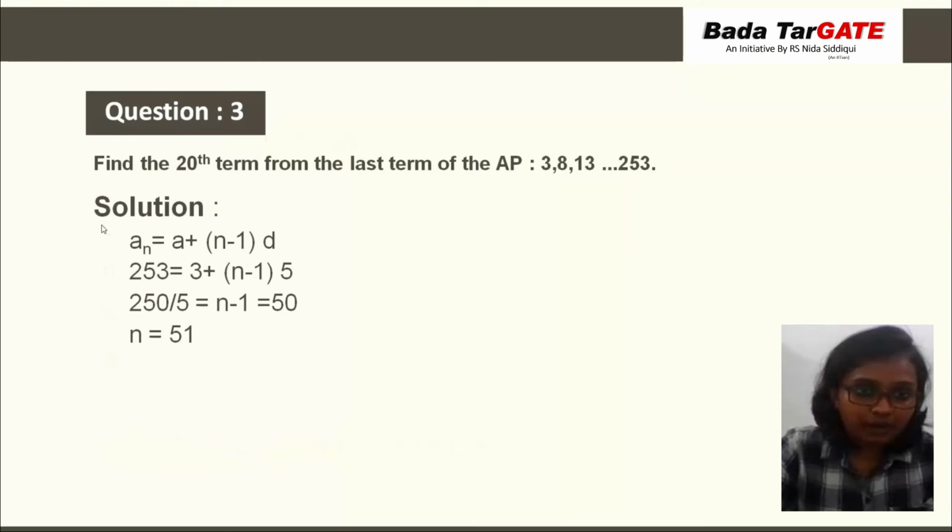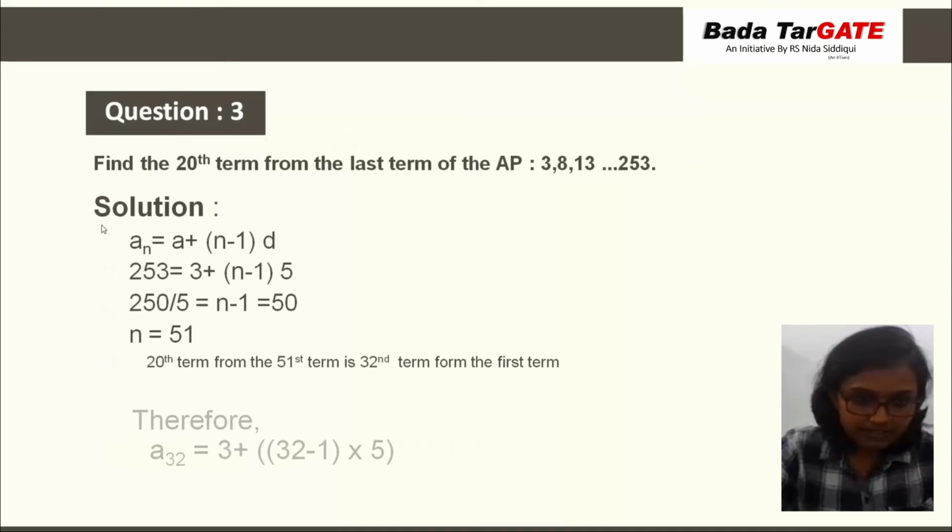So now we need to find out which term is the 20th term from the last term of the AP. So to find that, we need to subtract 20 from 51 and add 1 to it, which is 32. So the 32nd term is the 20th term from the last term. So we need to find out A32, which is 3 plus 32 minus 1 into D, which is 158.